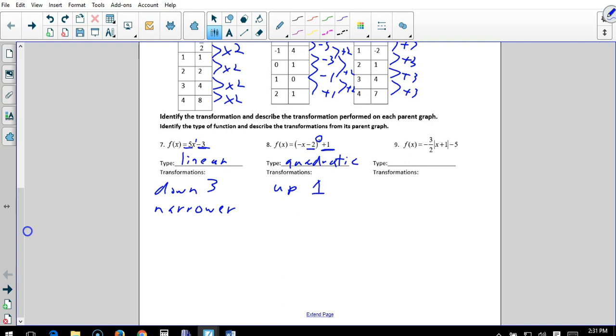This -2 means right 2. And this negative inside flips over the y-axis, not the x-axis. If the negative was on the outside of the parentheses, then it would.